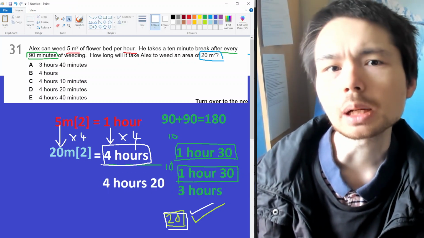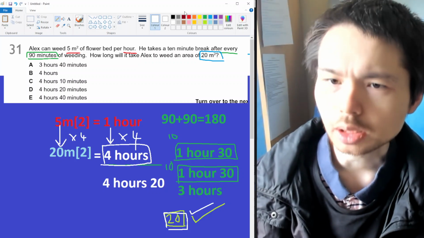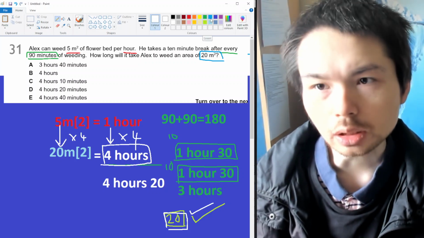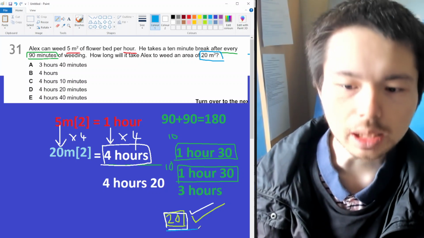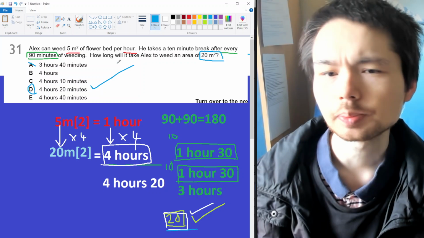They're being a bit mean by putting option A, which is 4 hours minus 20 minutes. No, the total time, including the break, with the 20 minutes, you need to add that on. It's not A, it is D.